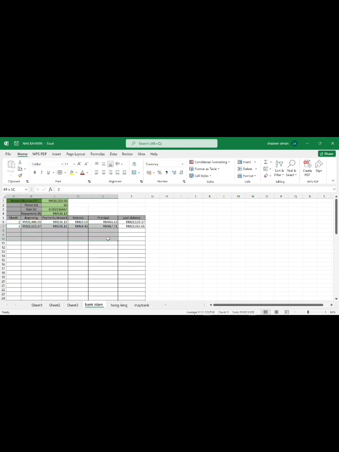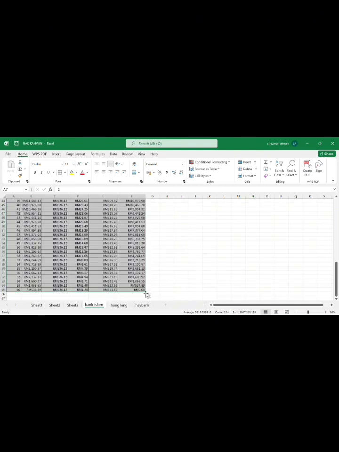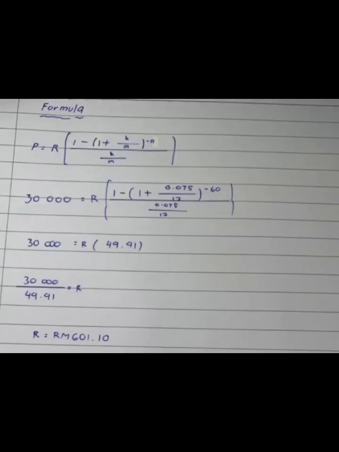For the last step, you guys just have to pull starting from the months to the loan balance and pull down until the month goes to the value of 60. And as you guys can see at the bottom of the loan balance box, the value is 0.00. This is because the debt has been paid off. And that's all. I will calculate the repayment of my bank, it is Hong Leong Bank.